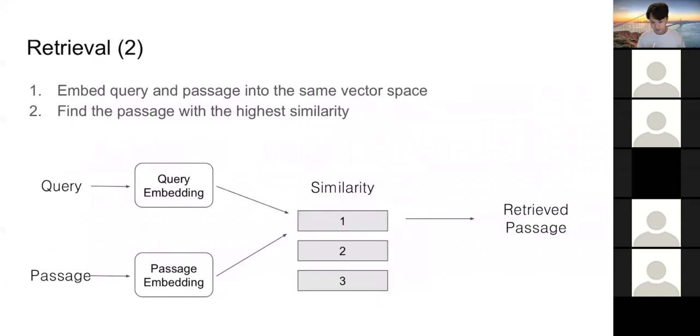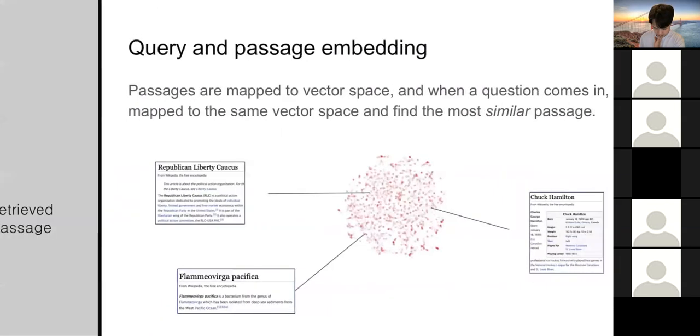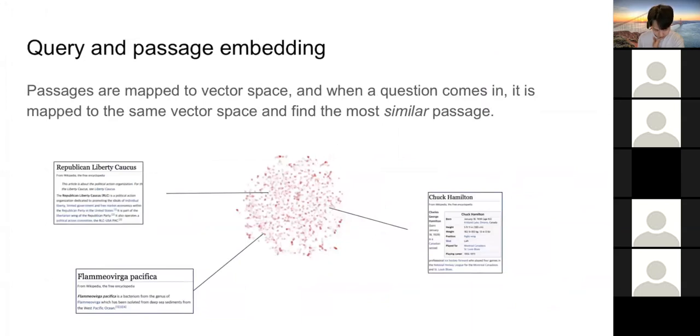So in a diagram, we can think of this as embedding the query and passage into the same vector space and finding the passage with the highest similarity. We have two embedding models here, and then we compute similarity and see which has the highest. Of course, we'll have another passage here and another passage here, but we have only one question, and we get the most similar one and then get the passage. So the point is that the passages are mapped to vector space, and when a question comes in, it is mapped to the same vector space and we find the most similar passage.